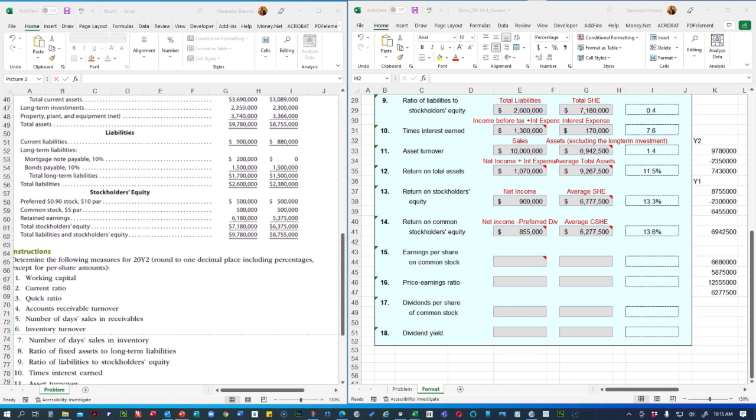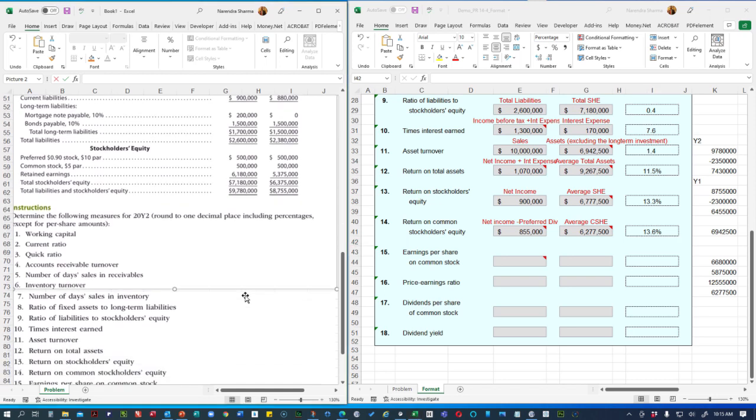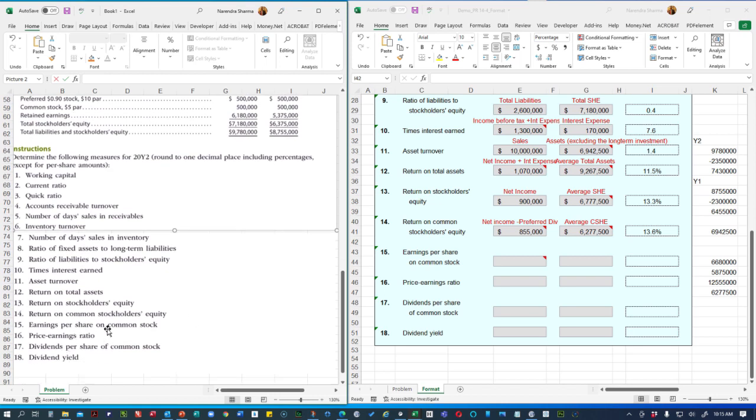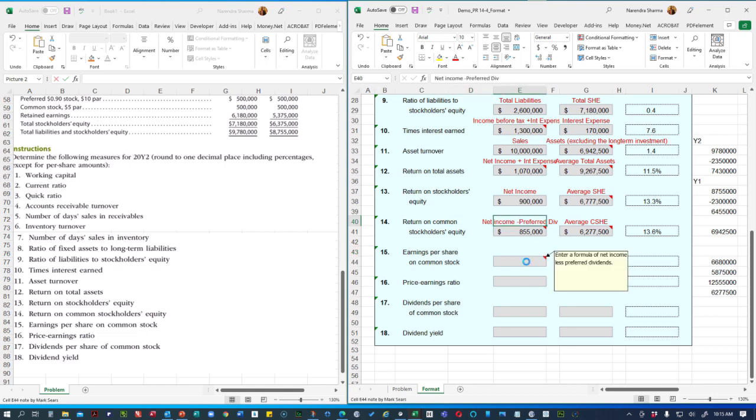Now the next formula we are supposed to do is earnings per share on common stock. So to calculate the earnings per share of common stock, we do the same thing. That's the net income minus the preferred dividend, and then you divide it by the shares of common stock outstanding.